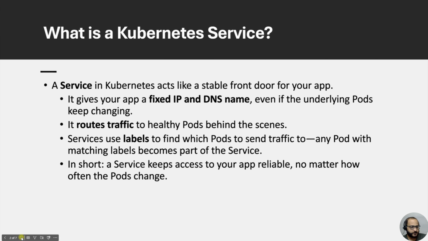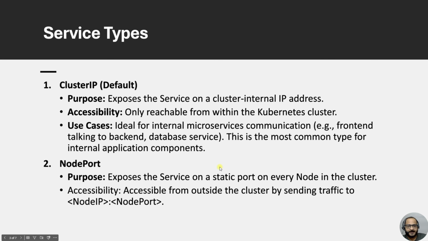Okay, let's move to the next slide. There are different types of Services available in Kubernetes. The very first and default is ClusterIP. If you do not create any Service manifest file, then by default, when you do a pod deployment, you will also get a cluster IP address, because this is the basic or default Service for Kubernetes.